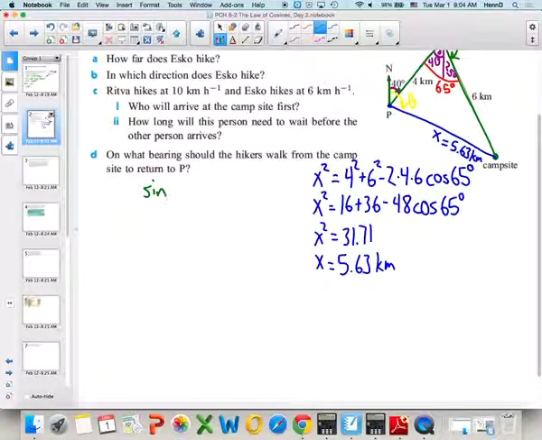Sine of theta over 6 would equal the sine of 65 over the 5.63 that we just found.